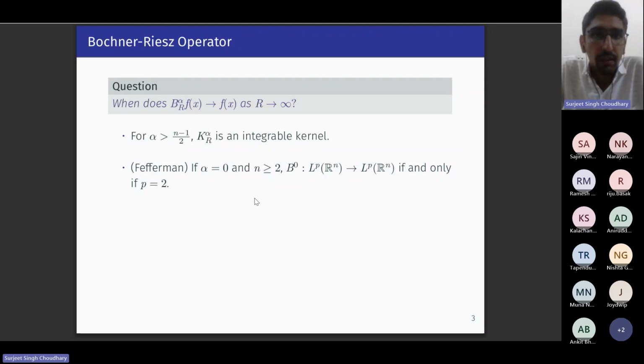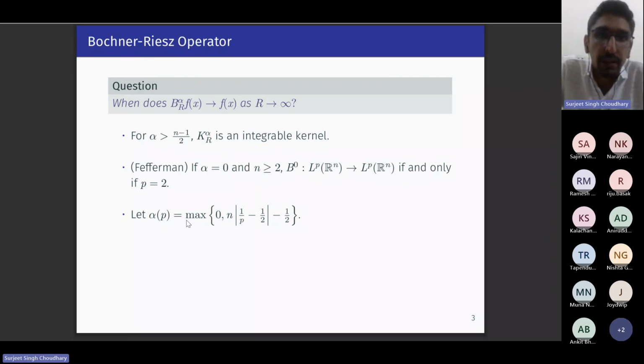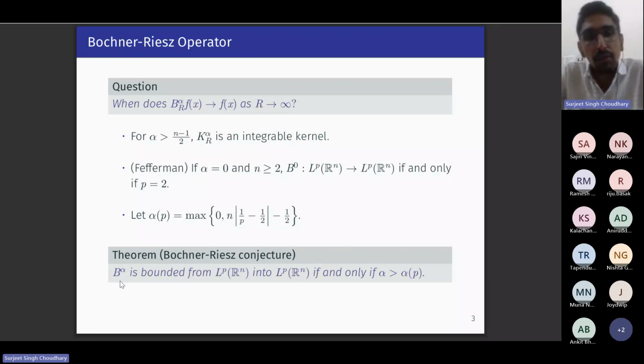So what can we say when alpha is between 0 and (n minus 1)/2? Let me denote alpha_p by the maximum of 0 and n times |1/p minus 1/2| minus 1/2. Then it is conjectured that the Bochner-Riesz operator B_alpha is bounded from L^p into L^p if and only if alpha is strictly bigger than alpha_p. This conjecture was proved in dimension 2 by Carleson and Sjölin, and later Hörmander in dimension 2. But in higher dimensions, this conjecture is still open.